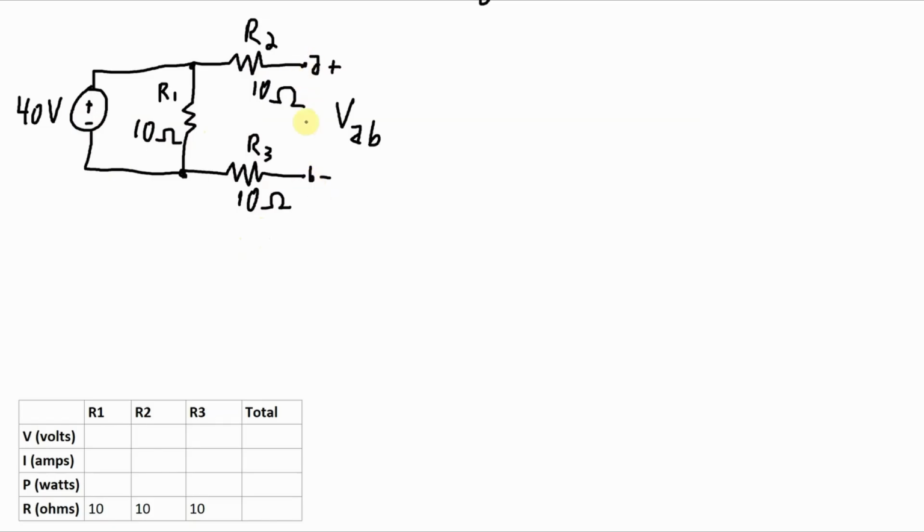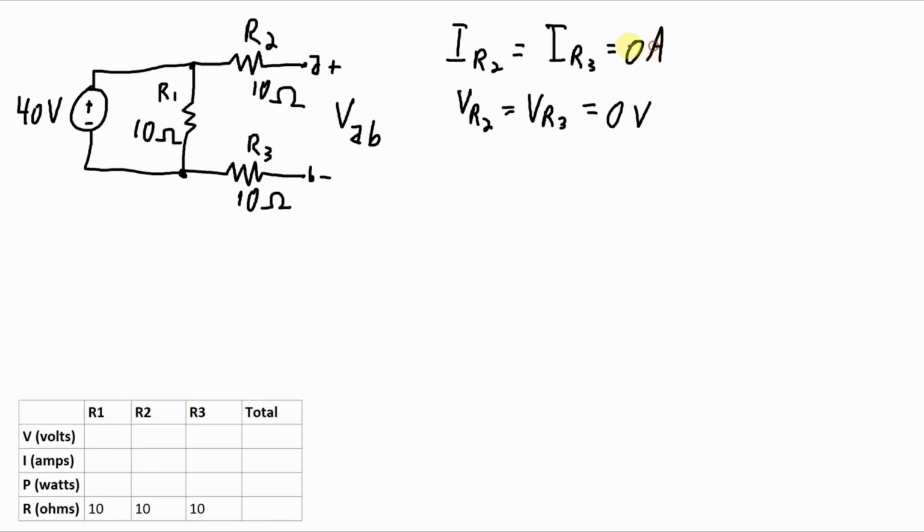There is no connection between R2 and R3 here, and therefore there's actually going to be no completed circuit here. It's an open circuit, so there's no current going through R2 or through R3. So right away, I've got IR2 equals IR3, which equals 0. And since there's no current going through those resistors, VR2 is equal to VR3, which is also equal to 0. 0 volts there and 0 amps for the current.